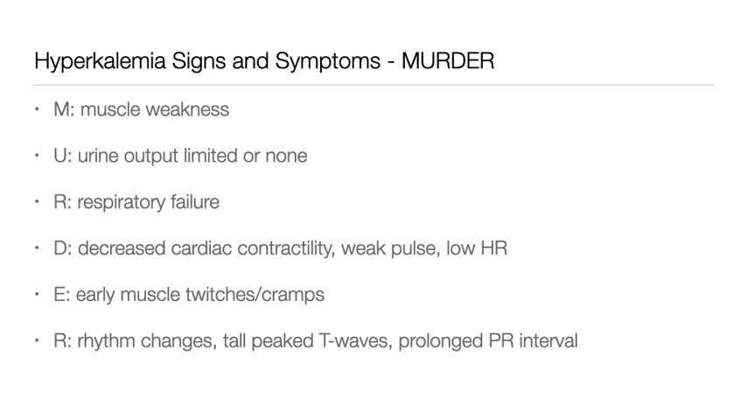So for hyperkalemia, we're going to remember MURDER: muscle weakness, urine output is limited or little to none, respiratory failure might happen, decreased cardiac contractility, weak pulse, low heart rate, and then early muscle twitches and cramps. And then EKG again, always with the EKG, rhythm changes.